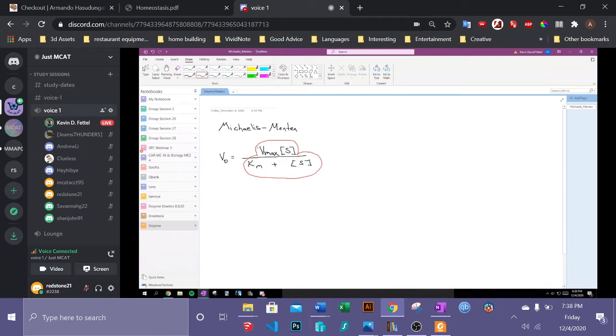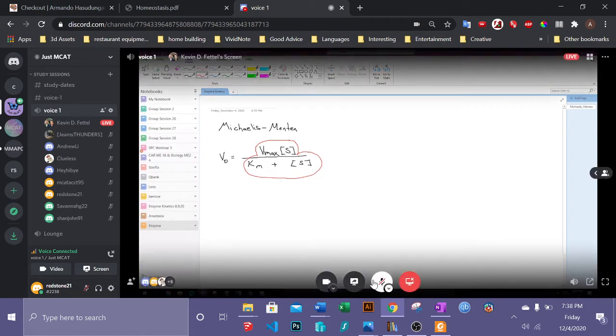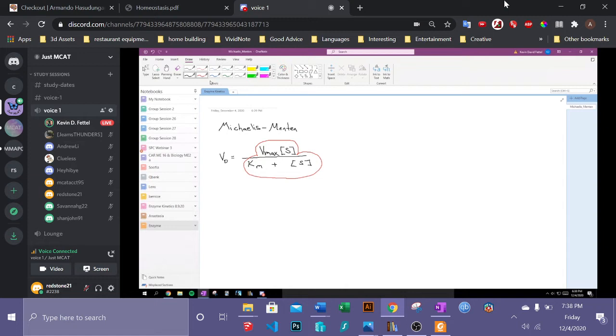But for right now, I want you to think of this as the big booty equation because it has that plus sign in the denominator. It kind of expands everything outward. Okay. Now, one thing you need to also recognize on the MCAT is what Michaelis-Menten equations look like.